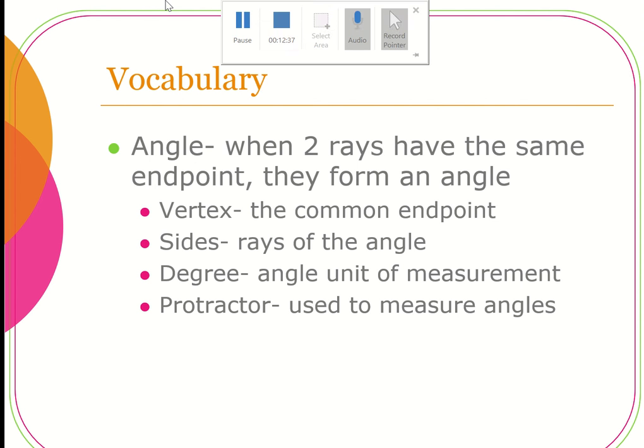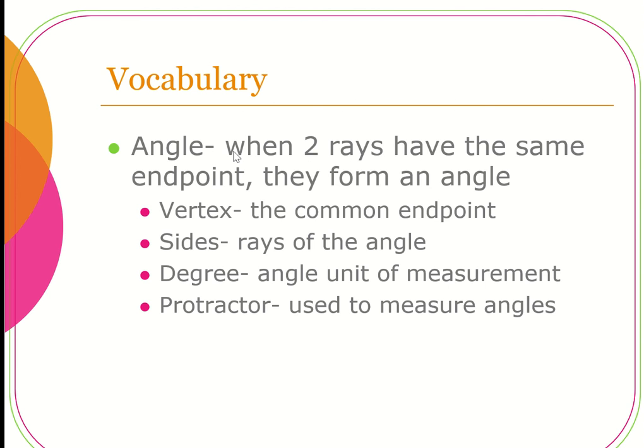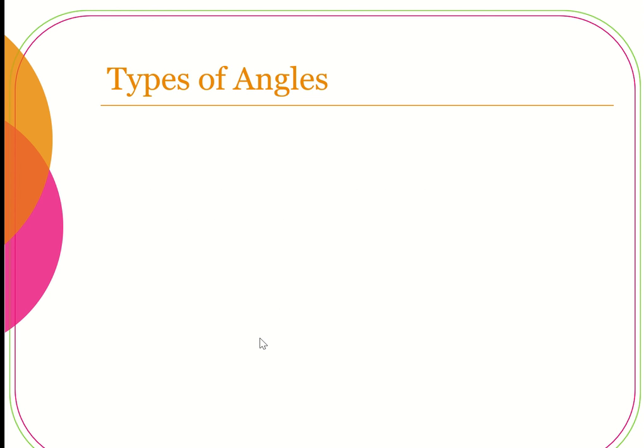Let's talk about some vocabulary. An angle. When two rays have the same endpoint, they form an angle. Angles have the following: a vertex, sides, which are rays of the angle, a degree, which is the unit of measurement here. We're not going to talk about that today. Protractors are used to measure angles.